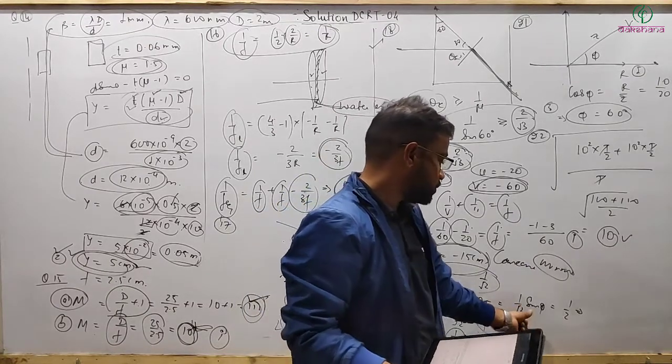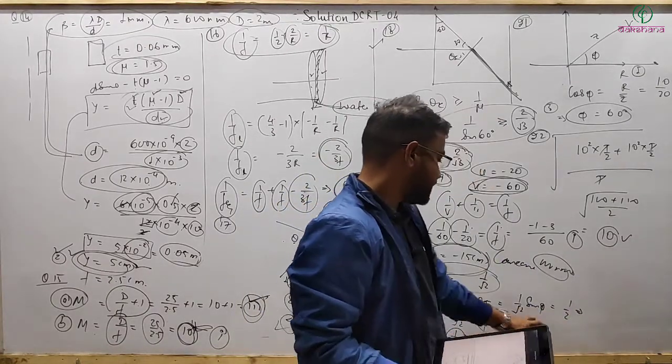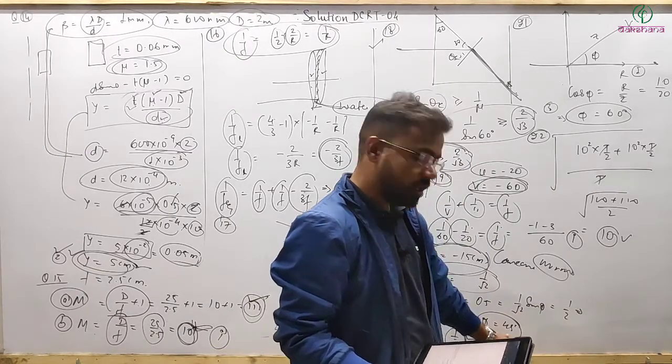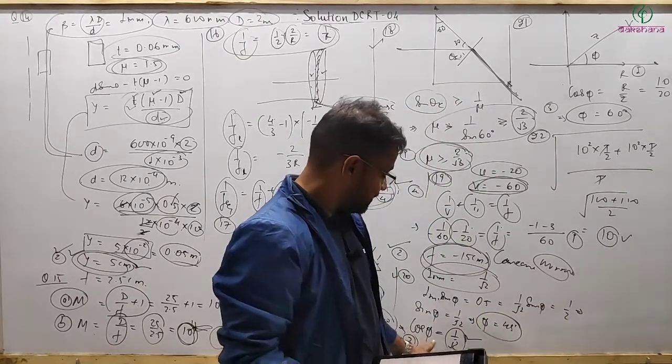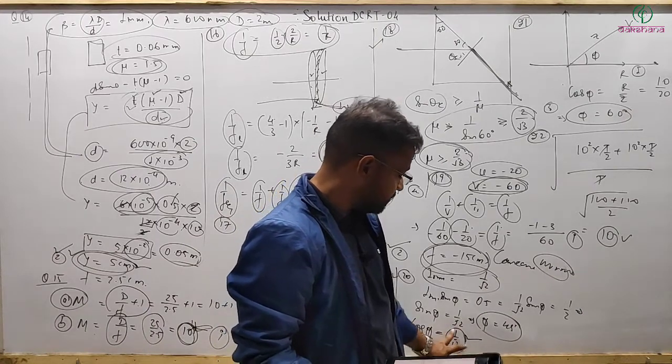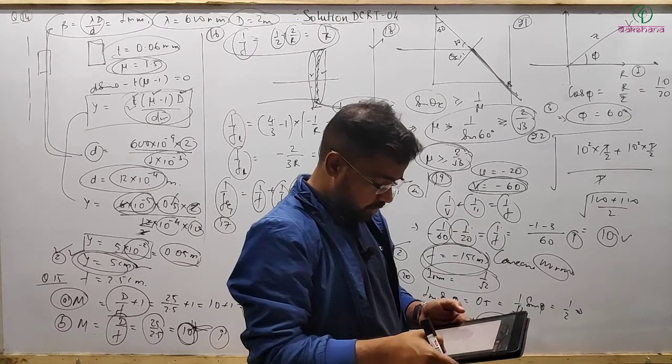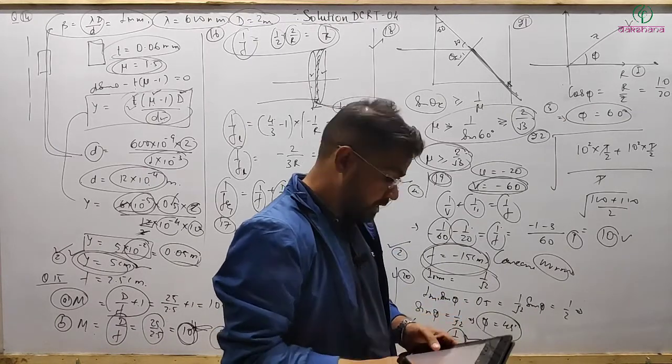Substituting it here, 1 by root 2 into sine phi equals 1 by 2, so we get sine phi equal to 1 by root 2, then phi is equal to 45 degrees. So this is the angle. Then power factor is equal to cos of phi, that will be cos 45 degrees, which is 1 by root 2. So this is the power factor, and that's matching with option number 2. So that is the answer to question number 20.